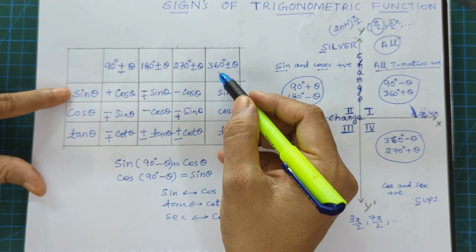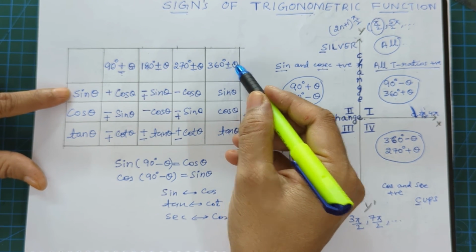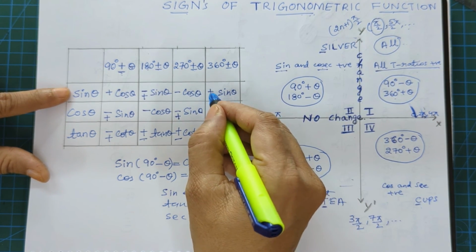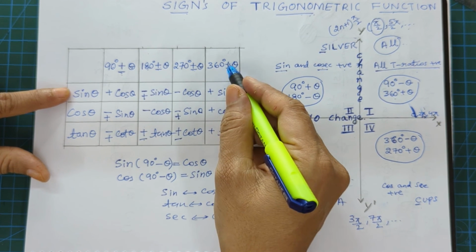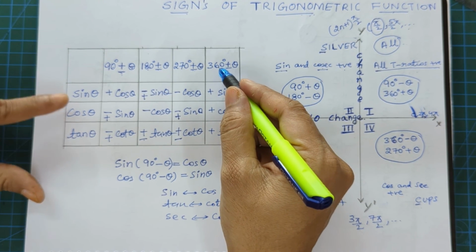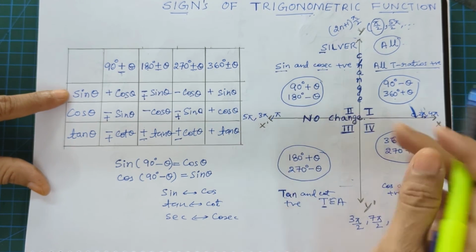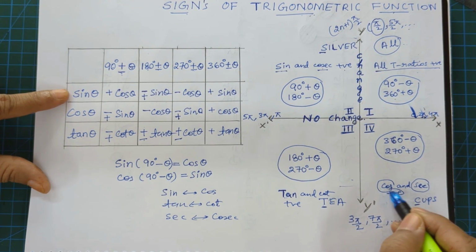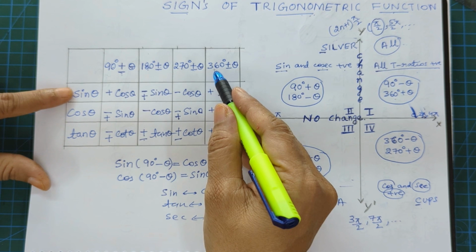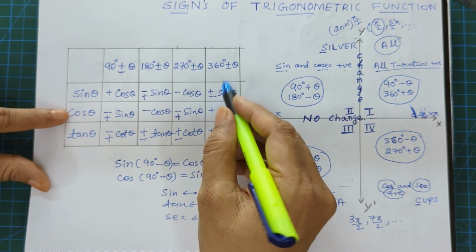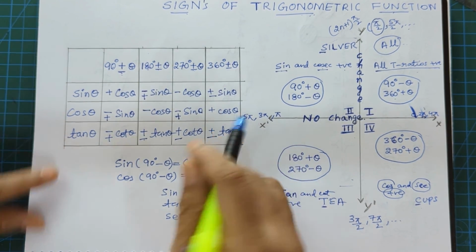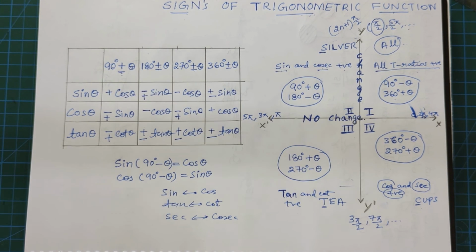Last. Sine of 360 plus theta. 360 plus theta is back in first quadrant. First quadrant all trigonometric ratios are positive. So for all of them I am writing positive because 360 plus theta, all of these are positive. Let's discuss about this one. 360 minus theta is actually fourth quadrant. In fourth quadrant only cos and cos reciprocal sec are positive, rest all are negative. So sine of 360 minus theta is negative, cos of 360 minus theta is positive, tan of 360 minus theta is negative. So these signs we will follow when we move ahead for solving trigonometric ratios of various angles.